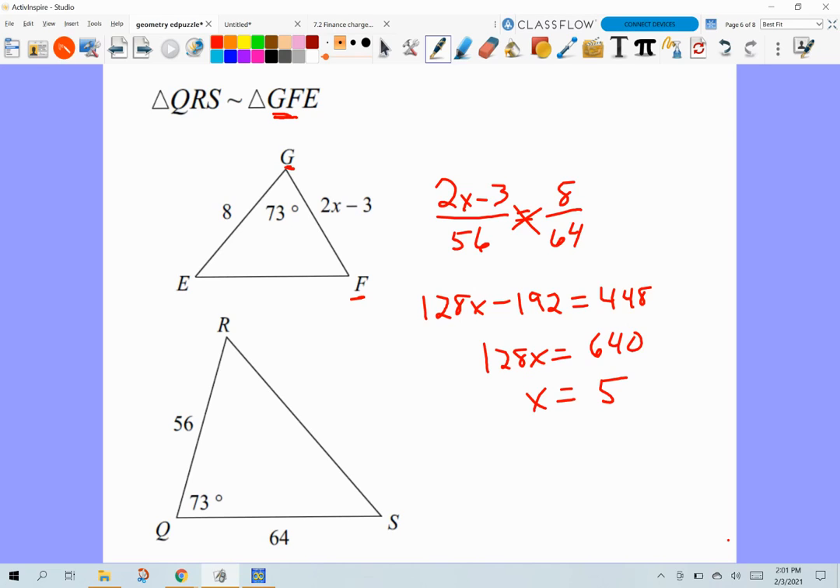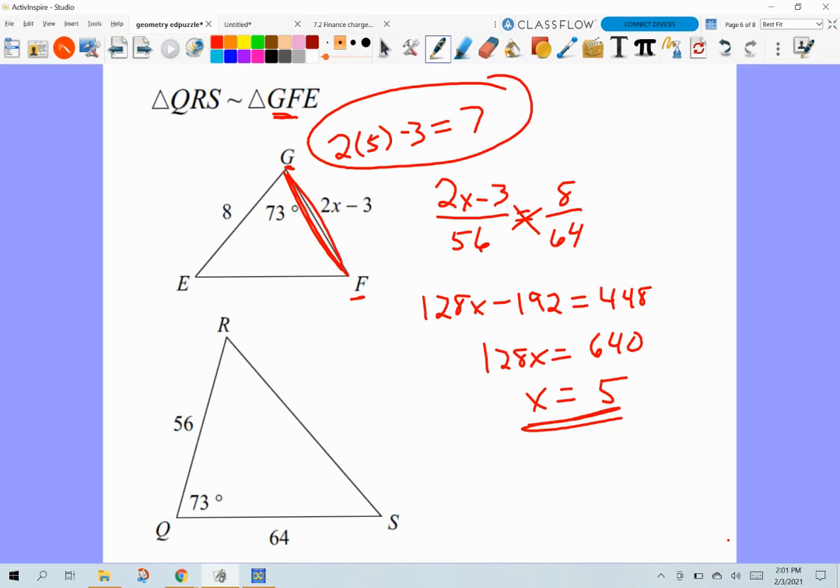My follow-up question is, what do you get for the length of GF when you plug that 5 back in? If I plug this 5 back in, that's 2 times 5 minus 3. Just do basic arithmetic there. 2 times 5 is 10, minus 3 is 7. That length for GF is 7.